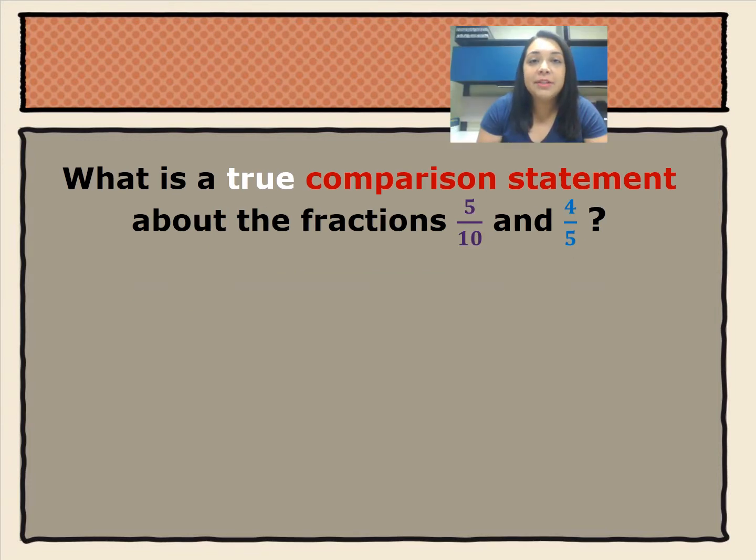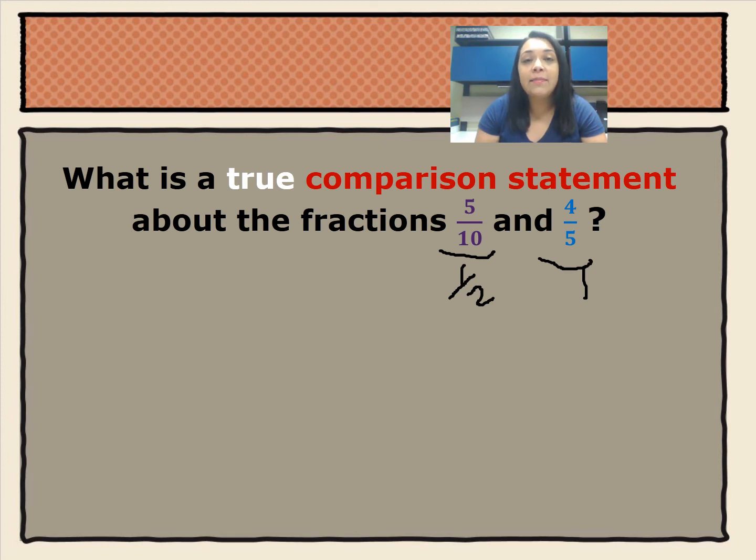Let's compare the fractions 5/10 and 4/5. When I take a look at the fractions, I can see that 5 is half of 10. That means 5/10 is 1/2. 4/5 is very close to 5/5, or 1 whole. That means 5/10 is less than 4/5 because 1/2 is less than 4/5.